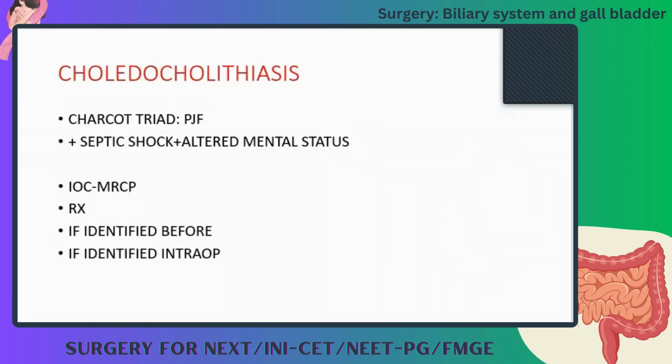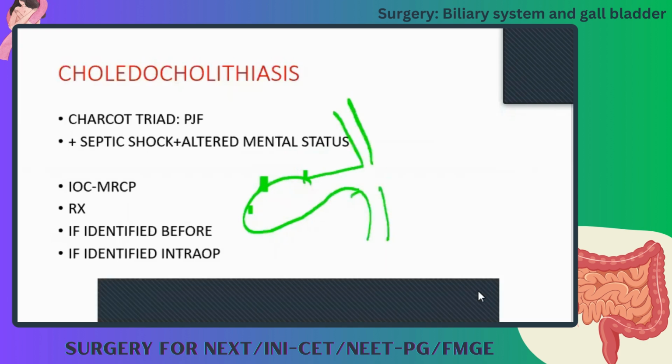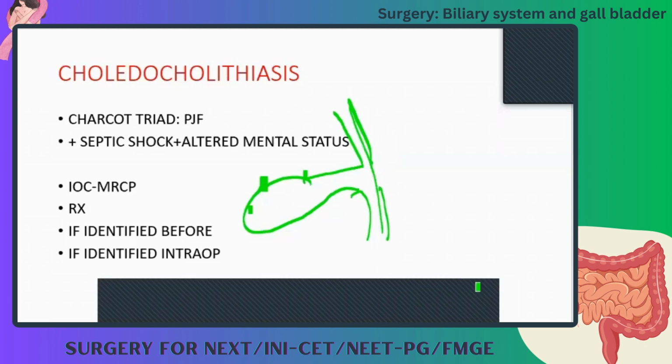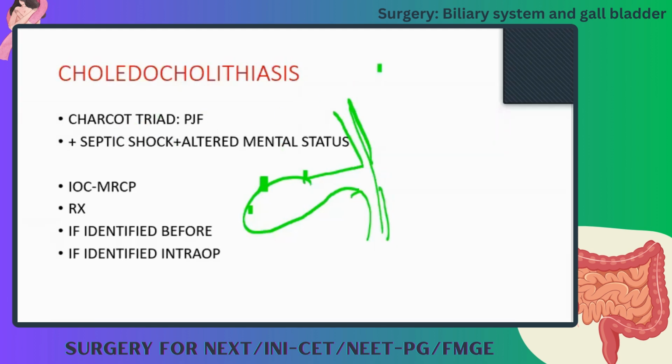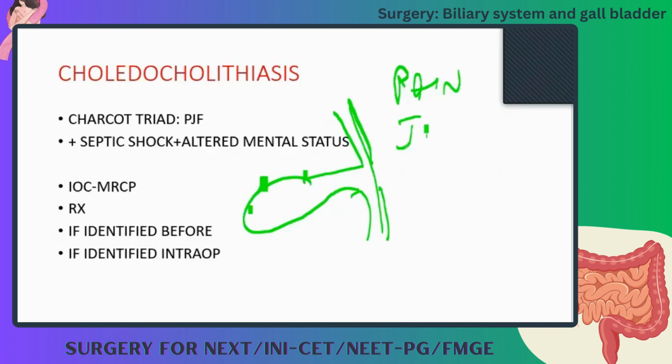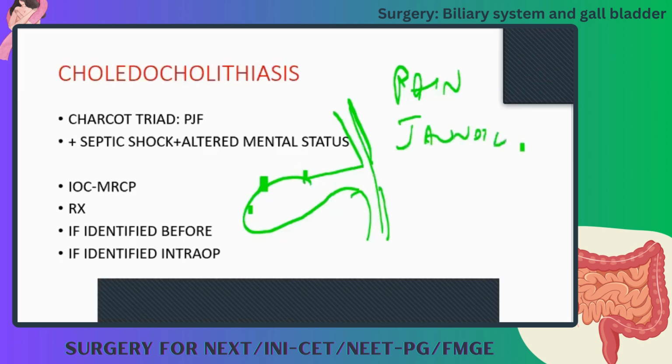And now coming to choledocholithiasis. What is choledocholithiasis? Formation of stones in the duct, in the common hepatic duct or common bile duct, anywhere in this channel. If it is there, it is Charcot's triad. Charcot's triad is pain, jaundice, and fever. Pain will be there, jaundice will be there, and fever will be there. And what is Murphy's triad?